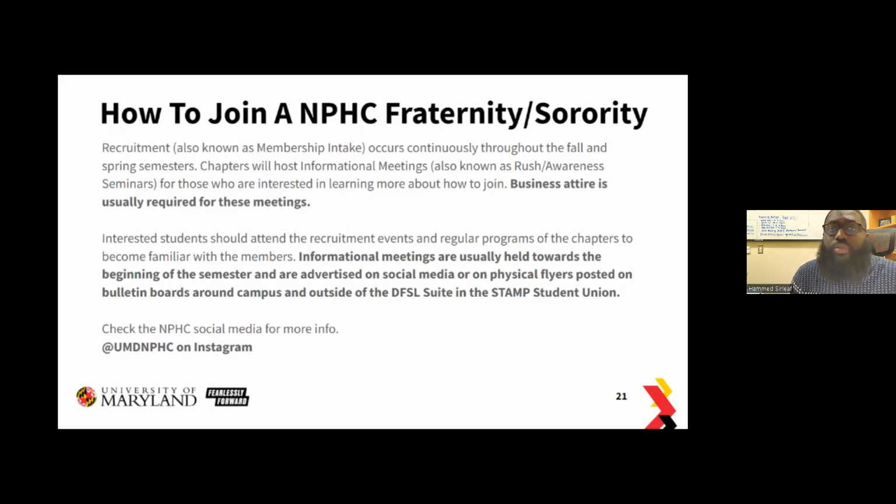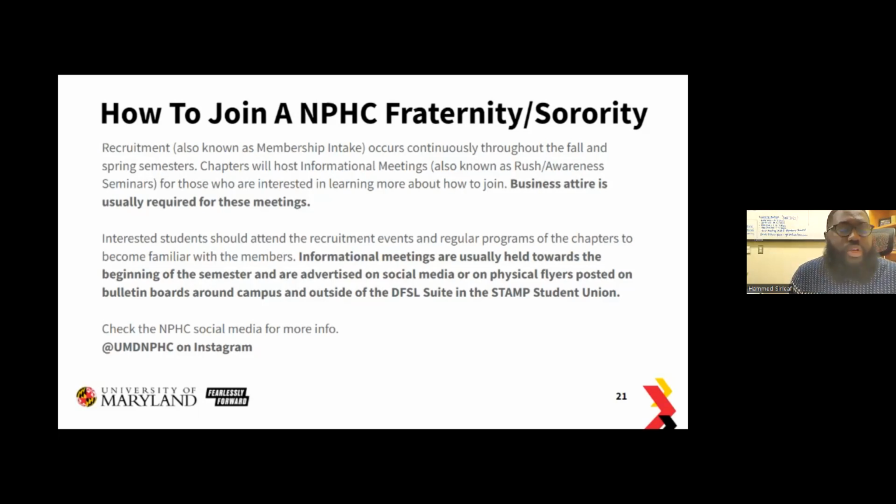So chapters will host informational meetings. Sometimes they're known as Rush, sometimes they're known as awareness seminars, or meet the insert organization here. And they're for those who are interested in learning more about how to join. I will say that typically business casual or business professional attire is required for these meetings. So you probably want to have some conversations with your student, and if they are wanting to attend, what does that look like for them?